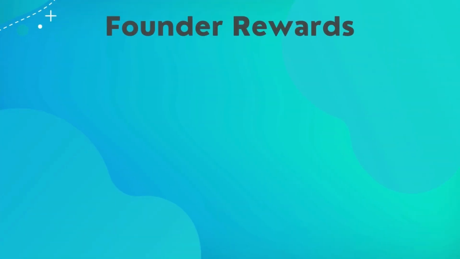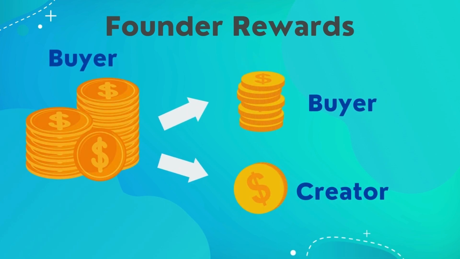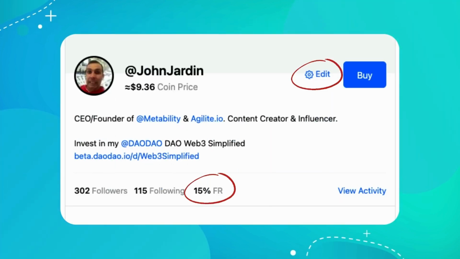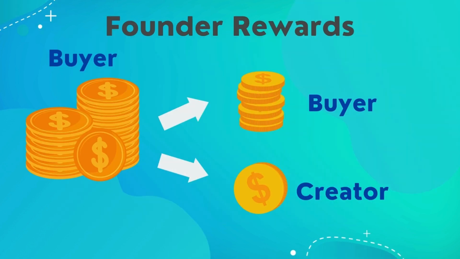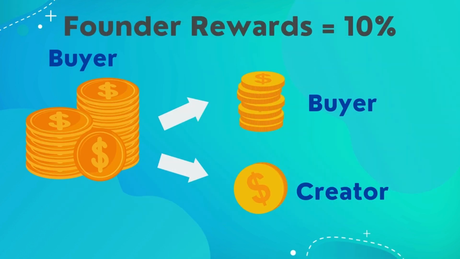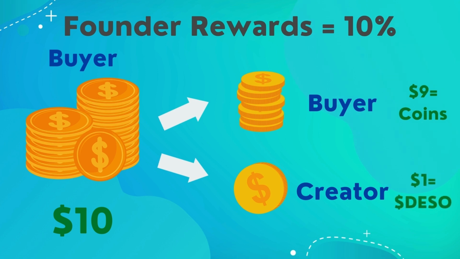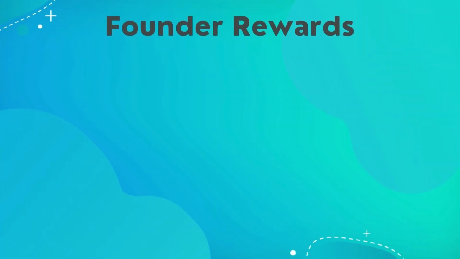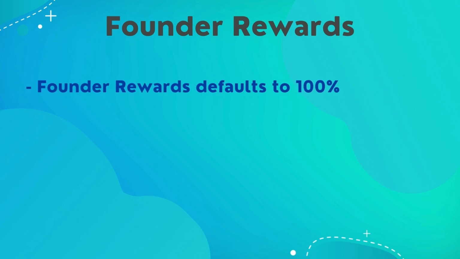Let's take a moment to understand founder rewards before moving on. It is possible for a creator to keep a percentage of the money used when purchasing their coin. This is achieved by setting their founder's reward percentage, which can be accessed by editing their user profile. For example, you set your founder's reward to 10% and a user purchases your coin for $10. They would only receive $9 worth of coins and you will receive the remaining dollar, which will be sent straight to your wallet. A creator's founder's reward is set to 100% by default.